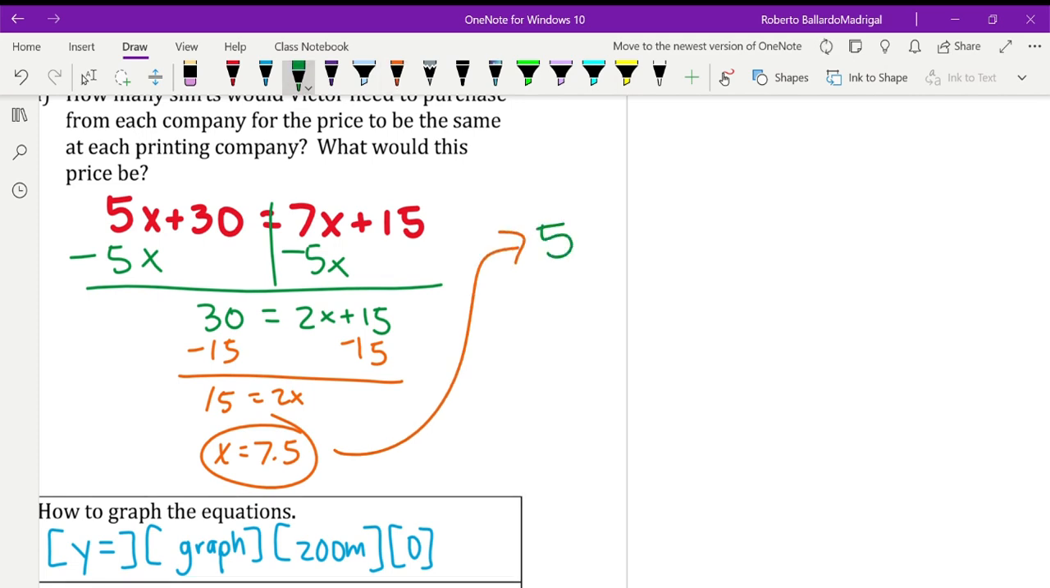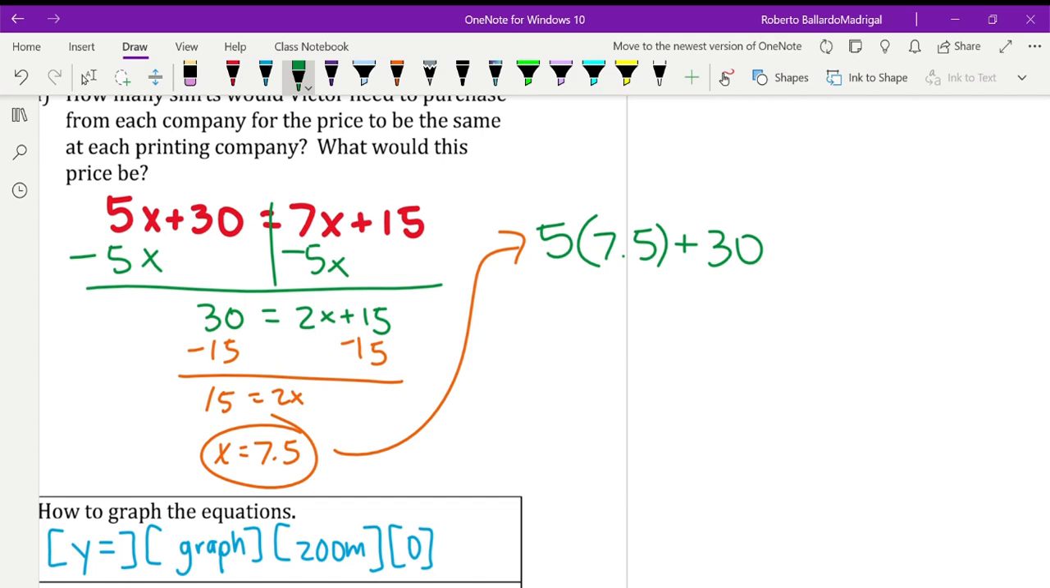Plug it into any equation of your choosing. 5 times 7.5 plus 30. So 5 and 7.5, what does that multiply to? $67.5 is the final answer. You're saying that is the final answer, right?